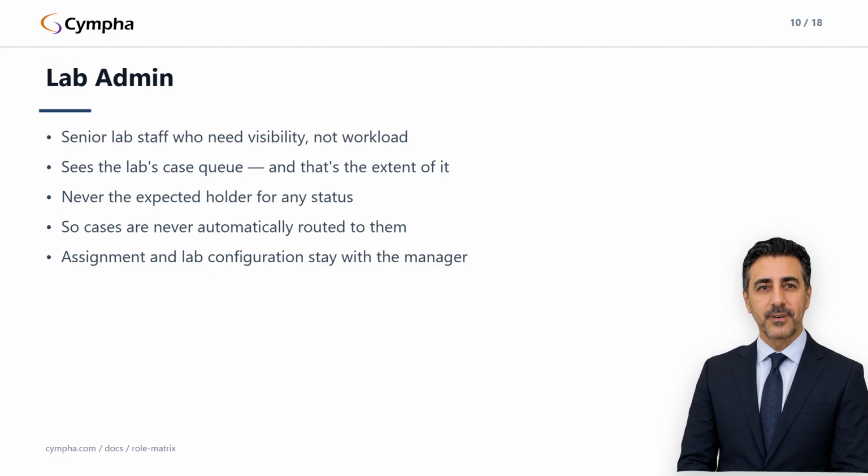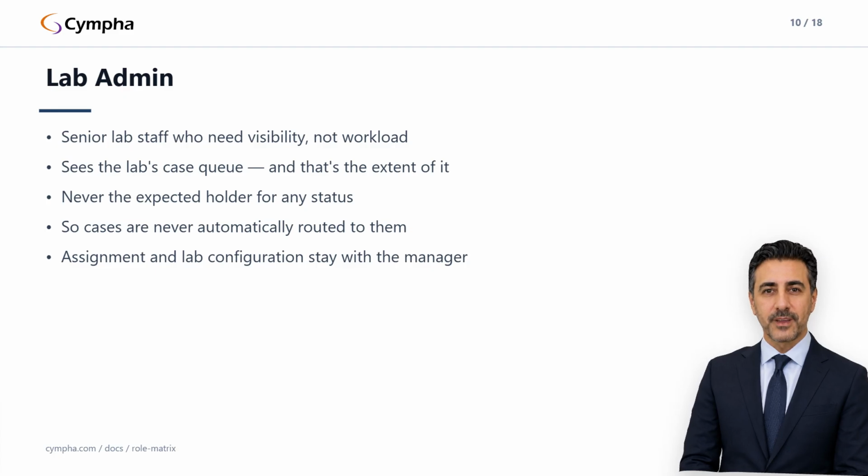The other quiet role is operational: shipping clerks, lab coordinators, the people who handle the physical world between manufacturing and the courier. Their case power is narrow and specific. They hold shipping cases, alongside the lab manager. That shared holder is deliberate, and it mirrors how labs really run. In a small lab the manager takes the parcel to the post office, and in a bigger one there's a desk that does nothing else.